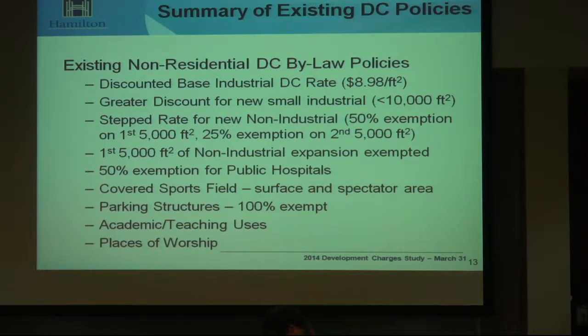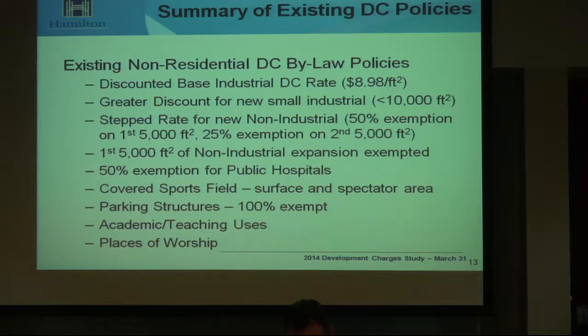For small industrial under 10,000 square feet, as of 2011, a policy was included in the bylaw to charge the greater of 75% of the current industrial rate or $6.65 plus indexing. And so that currently works out to $7.07 a square foot. So it is discounted down for small new industrial developments.